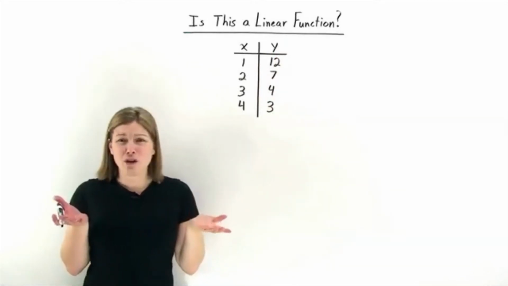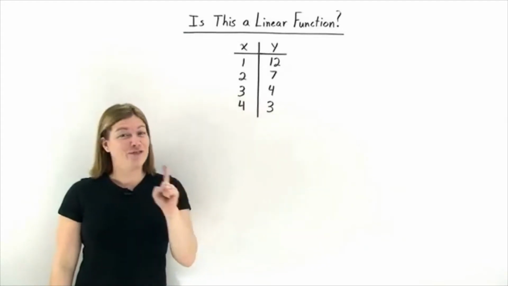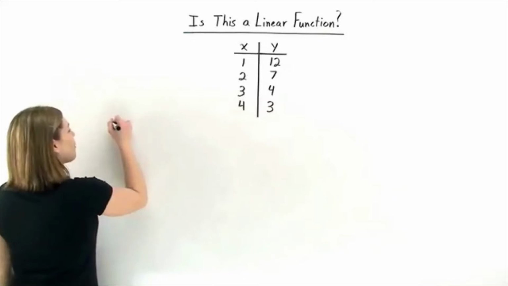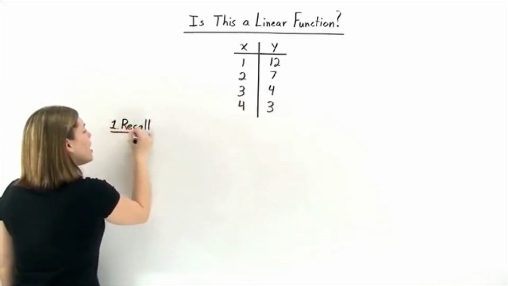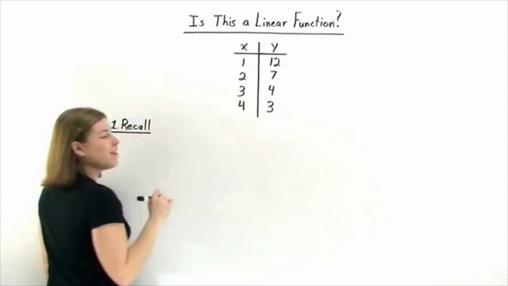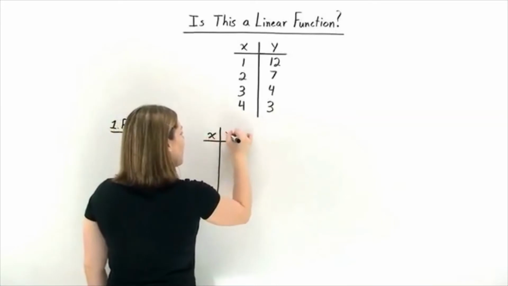But what if we don't want to use a graph? What if we just want to look at the table and decide? Well, we can do that. In order to simply use the table, we need to recall what we know about the tables of linear functions. So let's go ahead and start off by looking at a different table of values.